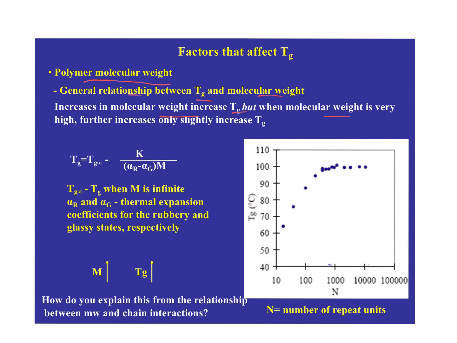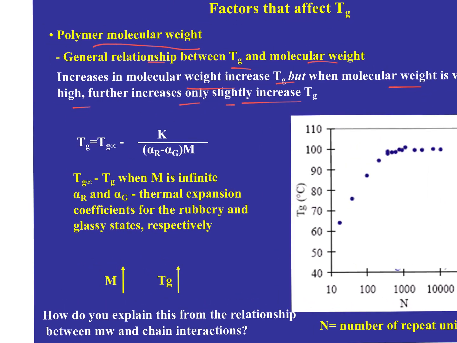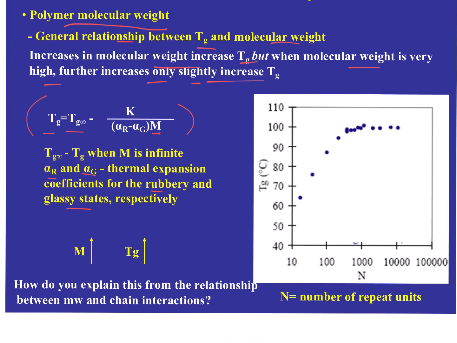But when molecular weight is very high, further increases only slightly increase the glass transition. And so we do have this relationship for Tg as being equal to Tg at infinity, when this molecular weight is very, very high or infinite. And then we have the alpha sub r and alpha sub g, the thermal expansion coefficients for the rubbery and the glassy states respectively. And so there is this relationship. It's not that important, but in general, we tend to think of as the molecular weight goes up, the glass transition goes up.